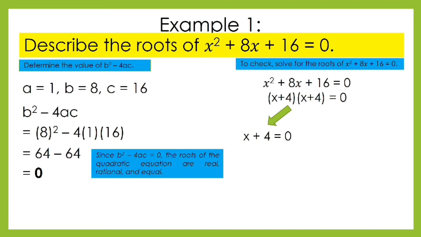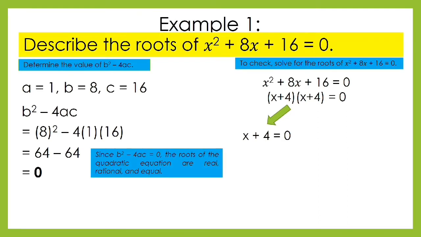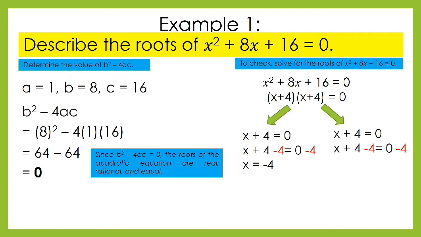We apply the subtraction property of equality. We subtract 4 to both sides of the equation. Simplify, we have x equals negative 4. The other factor is x plus 4. We equate to 0. And then, we subtract 4 to both sides of the equation. And then, simplify, we have x equals negative 4.